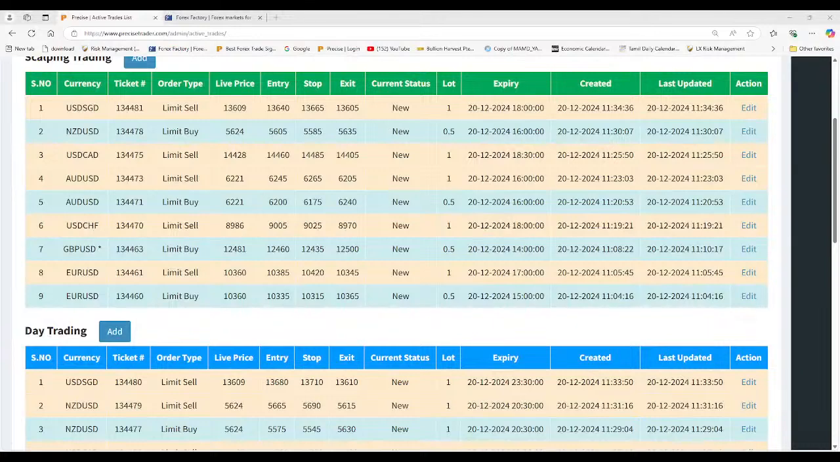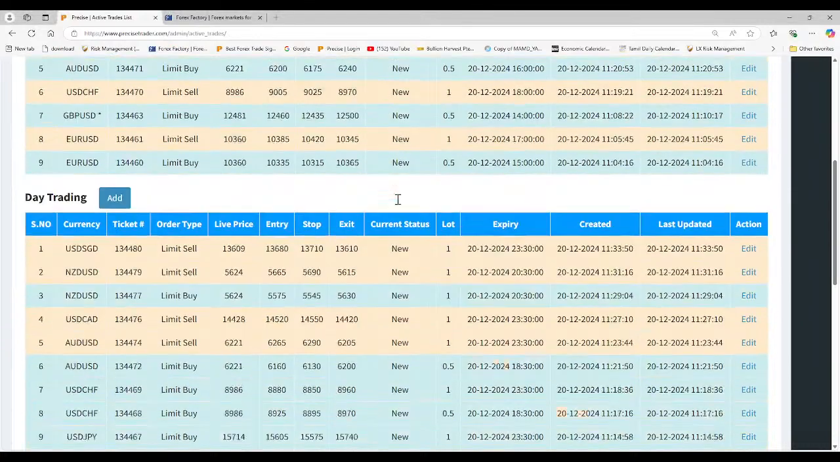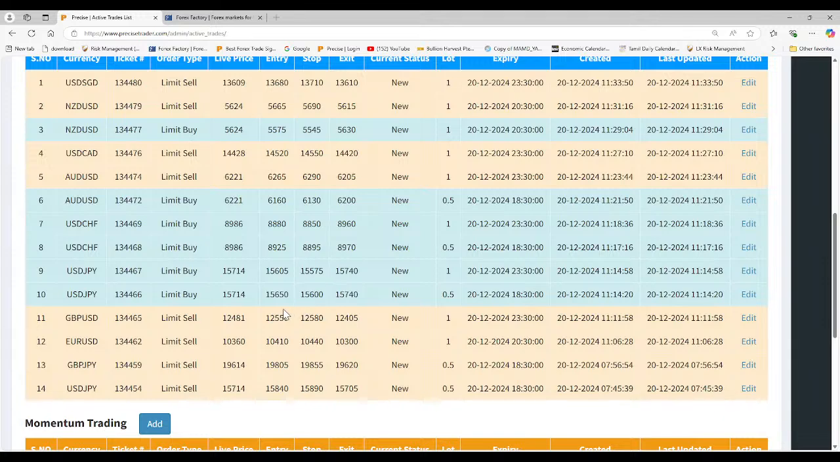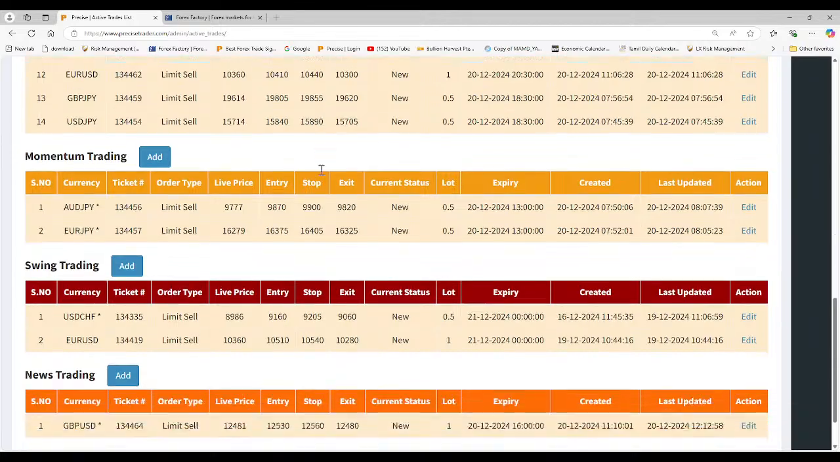Okay, let's see what we have given. Dollar yen. We are trying to buy at 156.50, half lot, and exit is 157.40. I think this is right, and this is a half lot. Actually, this one I think we can go for one lot. But we have one at 156.05. I think let's leave this trade and we don't disturb it. So now see whether we have any other trade.